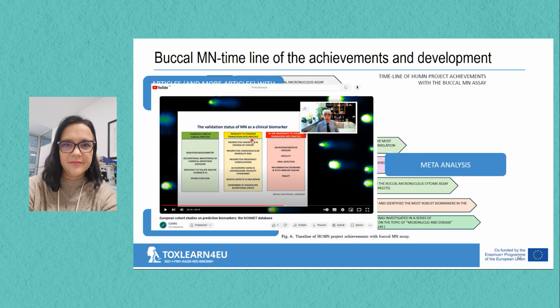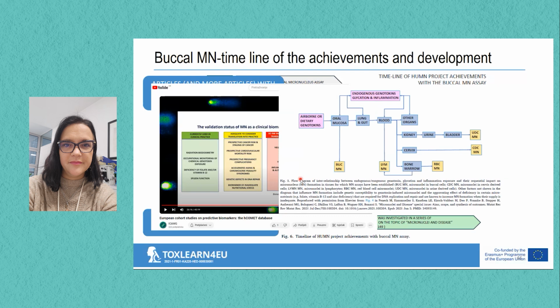There is enough evidence to translate it into clinical practice for prospective cancer risk and staging of cancer, cardiovascular mortality risk, accelerated aging, and prospective pregnancy complications. It is still inadequate to be used in prediction of neurodegenerative diseases, fertility, viral infection, and frailty.